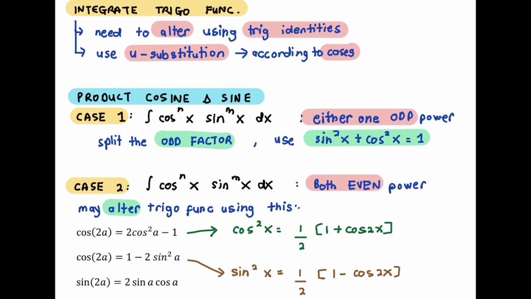So if you meet this kind of question, the first step is you need to split the odd factor. What's the meaning of split? If this is power of 3, you need to split the odd factor. One should be power of 2, another one should be power of 1. Okay, that's the meaning of splitting the odd factor. So after we have split the odd factor, we need to use the trigonometric identity: sine squared plus cos squared is equal to 1. And then we'll proceed to solve the question.